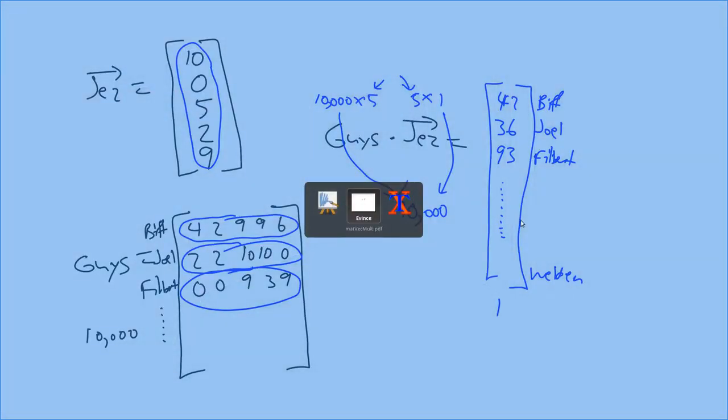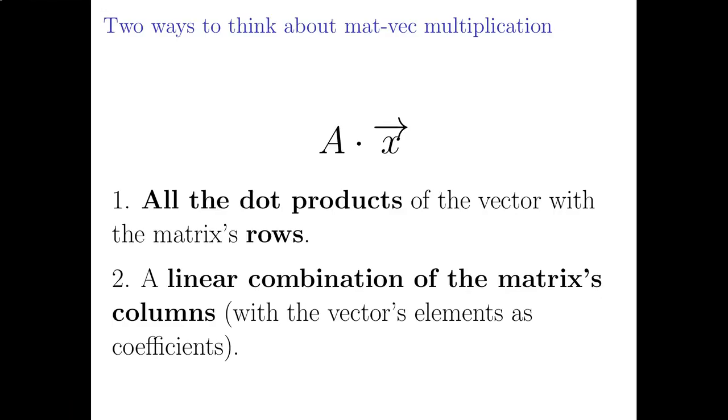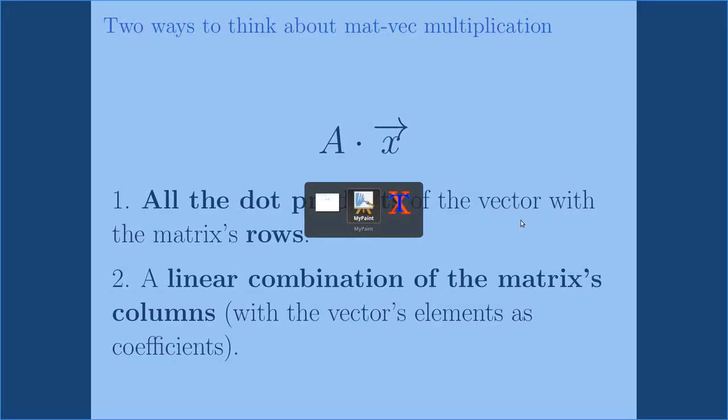That is a situation where it makes sense to think about it in the first way. That's a case where it makes sense to think about it in the all the dot products with the matrix's rows way, because that's exactly what we want to do. Now, let's look at an example where it makes sense to think of it in the number 2 way.